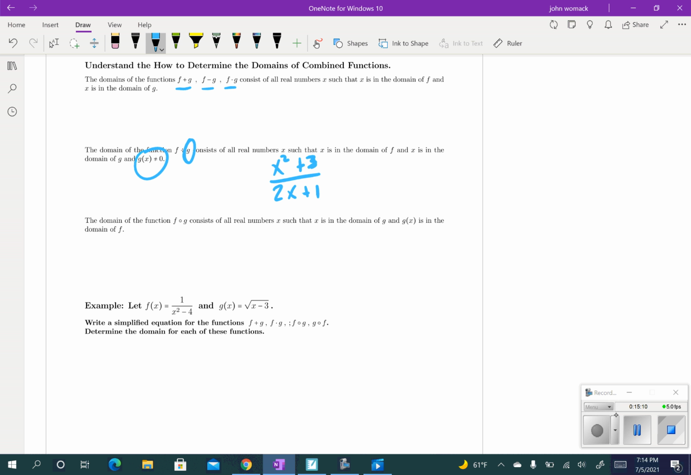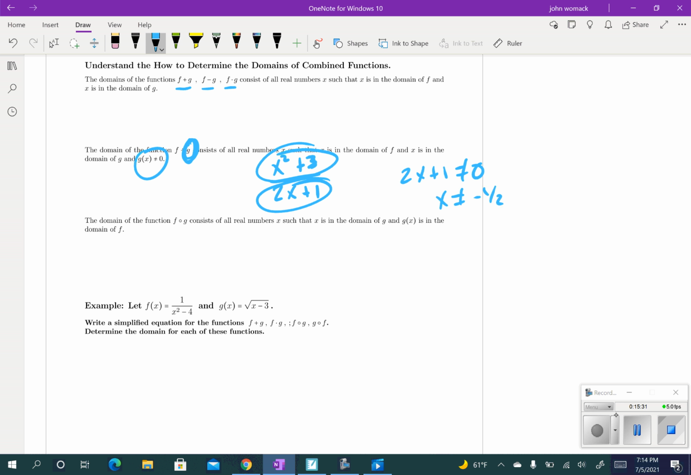This function, you can plug anything you want in. It's all real numbers. You can plug anything you want in there also. But in this part right here, if g is on the bottom of the fraction, if it's f divided by g, we've got to make sure that g does not equal 0. So I know that 2x plus 1 cannot equal 0, just like we've done before. You solve that, you get x cannot equal negative 1/2.